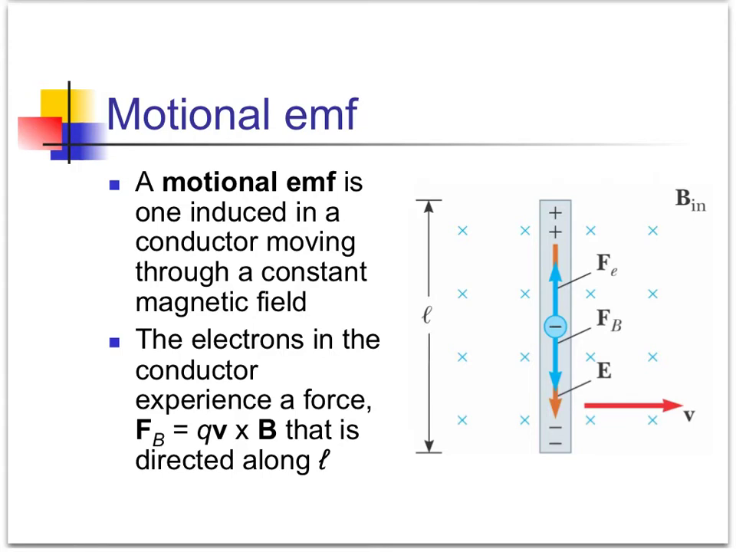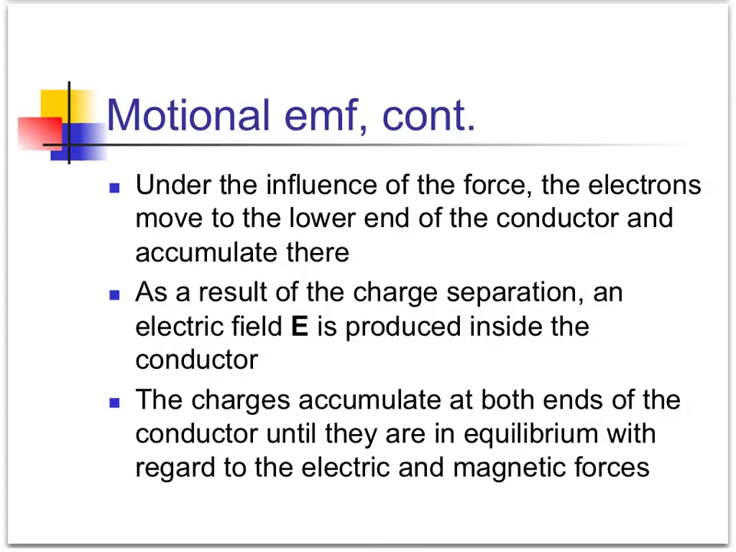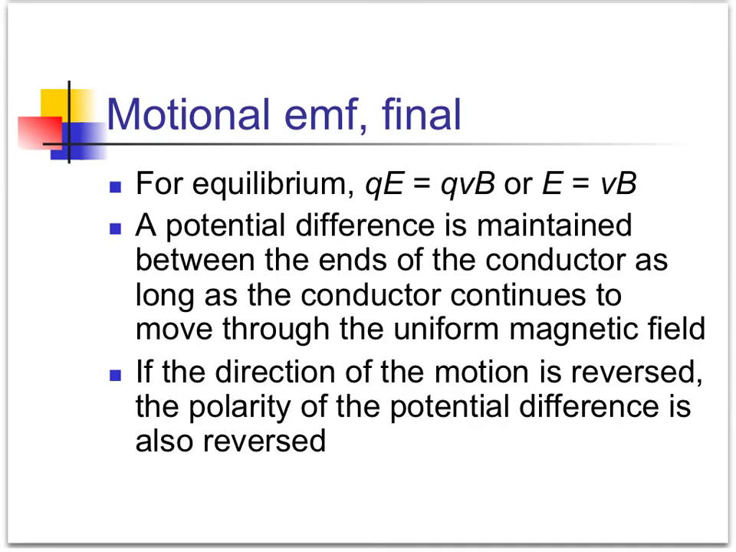So under the influence of this force, the electrons move to the lower end of the conductor and accumulate there. As a result of the charge separation, there's an electric field that's produced inside the conductor. The charges then accumulate at both ends of the conductor until they're in equilibrium with regard to the electric and magnetic forces. For equilibrium to occur, the electric force, QE, has got to equal the magnetic force, QVB, so the electric field induced is equal to velocity times the magnetic field strength. So if there's an electric field in the bar, that means a potential difference is maintained between the ends of the conductor as long as the conductor continues to move through the uniform magnetic field. If we reverse the direction, the polarity of the potential difference is also reversed.